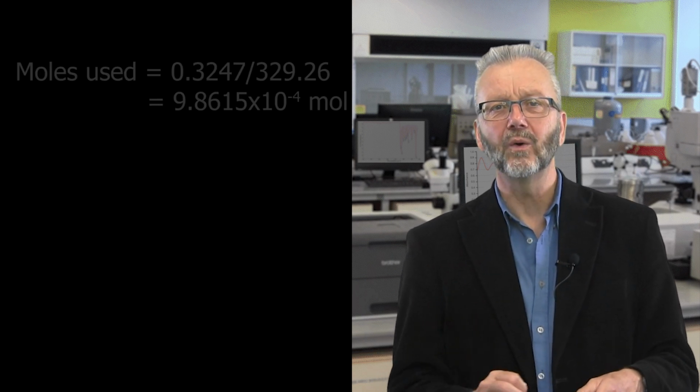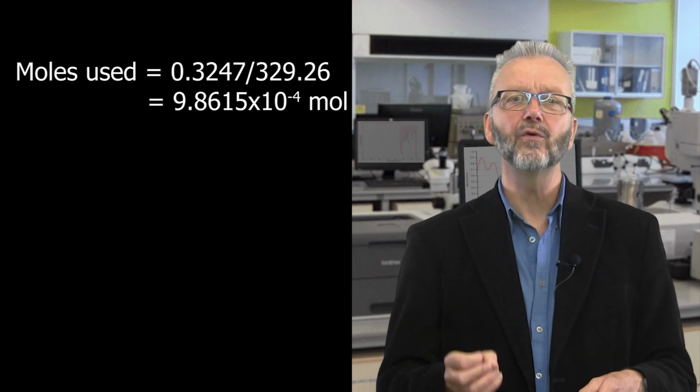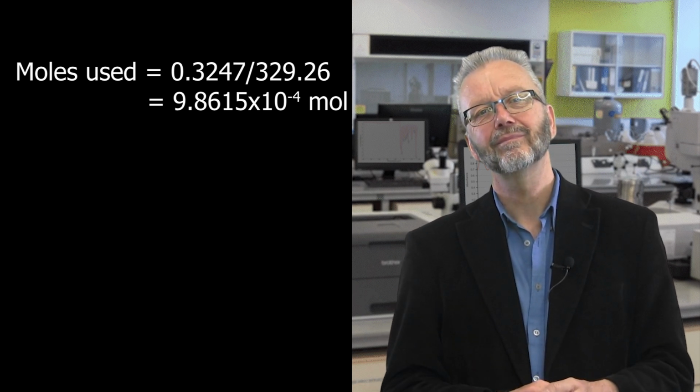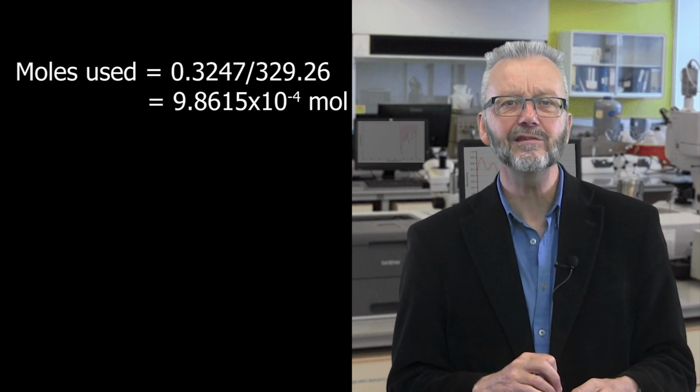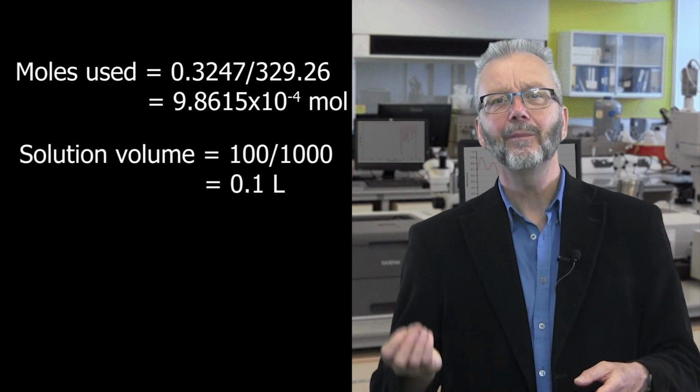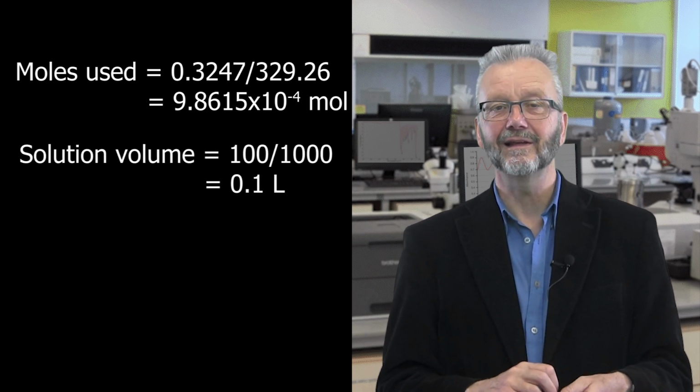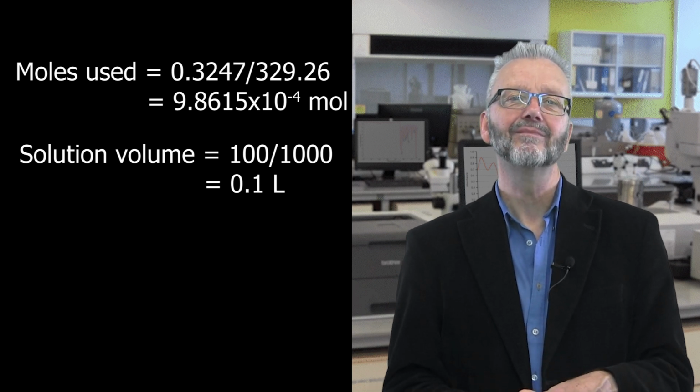We want to know the concentration of the solution in moles per litre, so we need both the number of moles of the solid and the volume of the solution in litres. We know the mass of the solid used, so we divide this by the mass of 1 mole to calculate the number of moles of the compound used. The volume of the volumetric flask is 100 millilitres, so we convert that to litres by dividing by the number of millilitres in a litre, which is 1000.